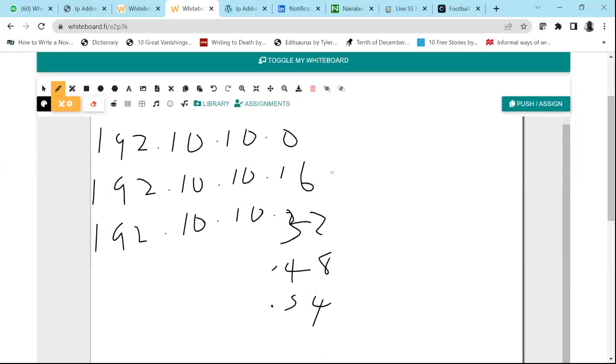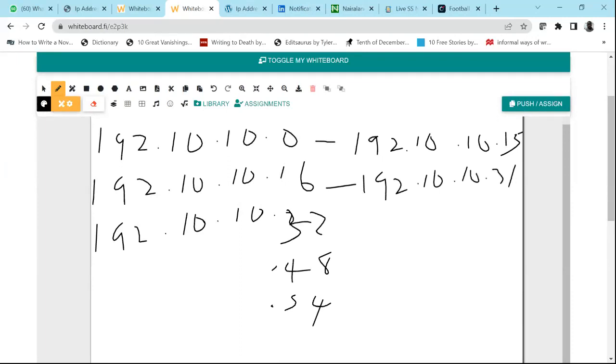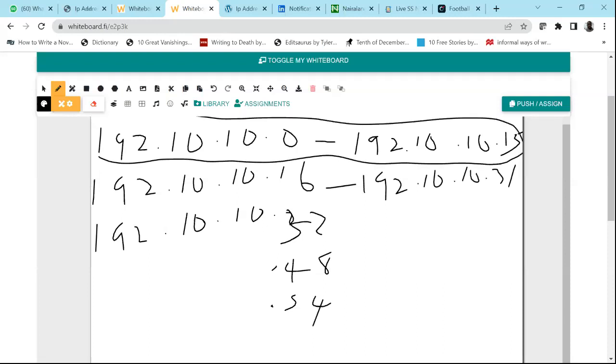So we step it out. So now to know the ranges, the last IP here will be 192.10.10.15. Are you seeing that? The same thing here, 192.10.10.31. So that means in this network range that you've subnetted, you can't assign 0 and you can't assign 15.